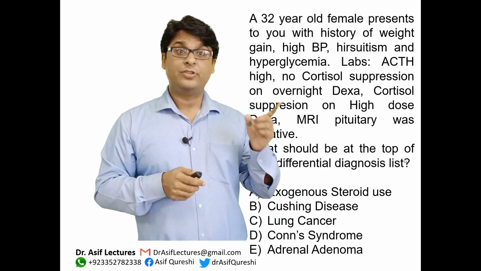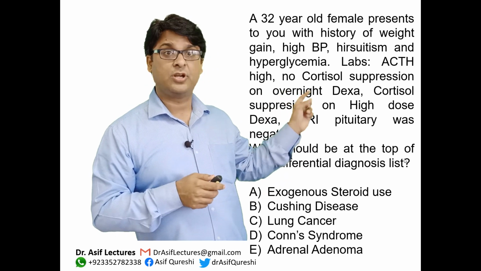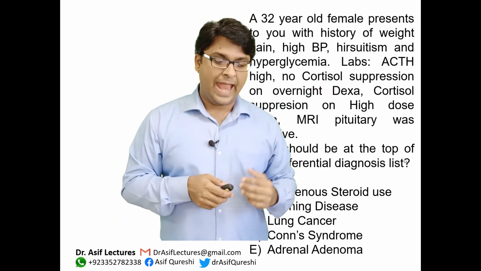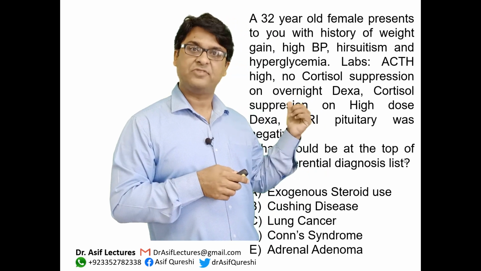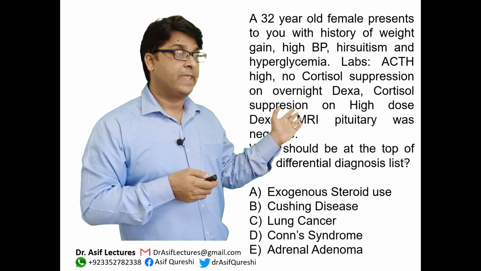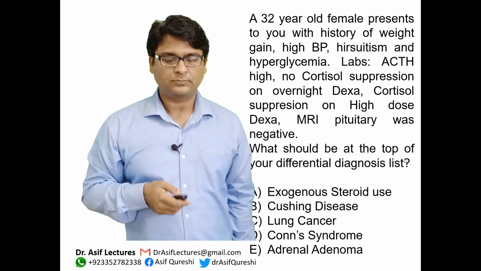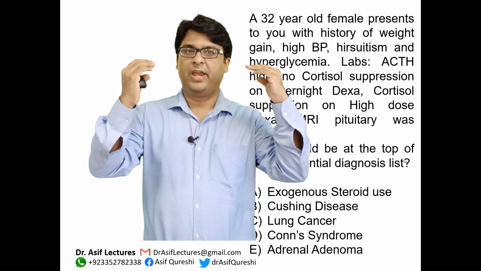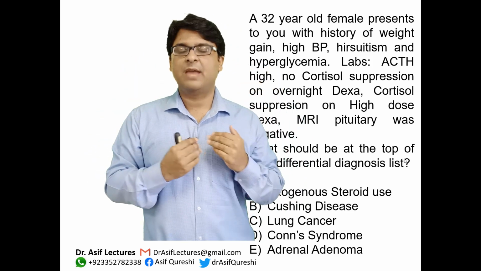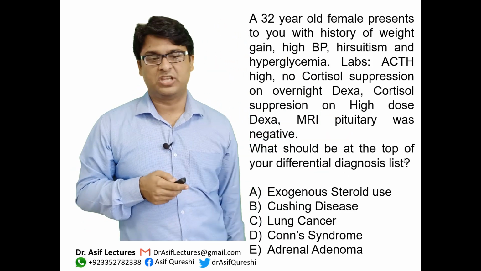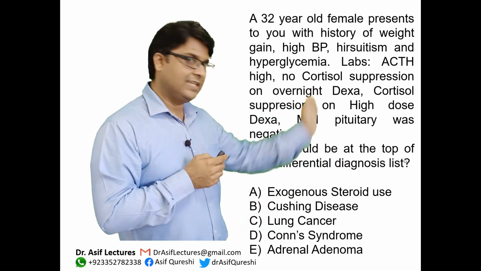But here it tells you that on high dose dexamethasone suppression, it is suppressed. So I'm thinking of pituitary problem, okay? And similarly, the physician dealing with this patient also thought so, and he ordered scans. The MRI pituitary was negative. I made a diagnosis that this is something wrong within the pituitary, and now they are telling me that the MRI is negative. Bang. What should be the top of the differential diagnosis list? Now I'm confused, yeah? Let's see the options.